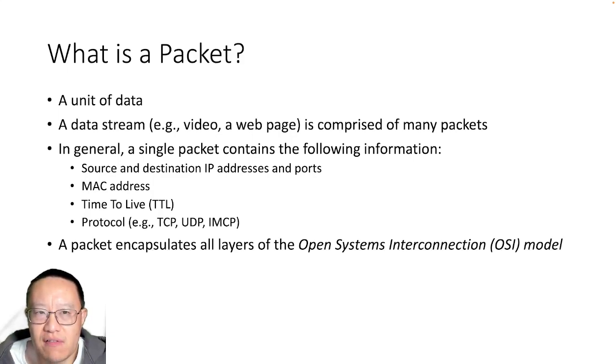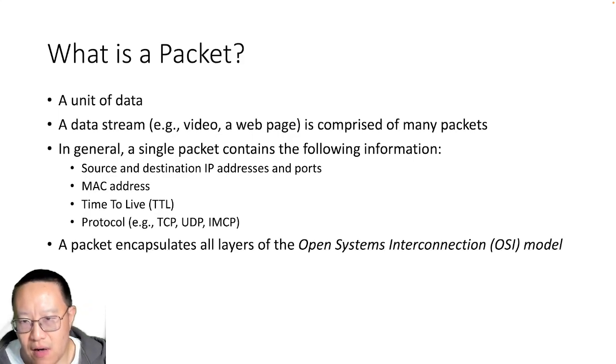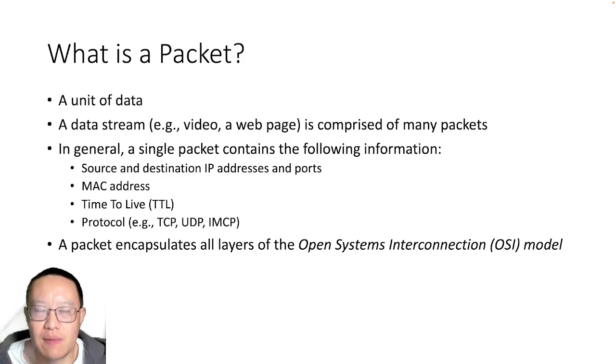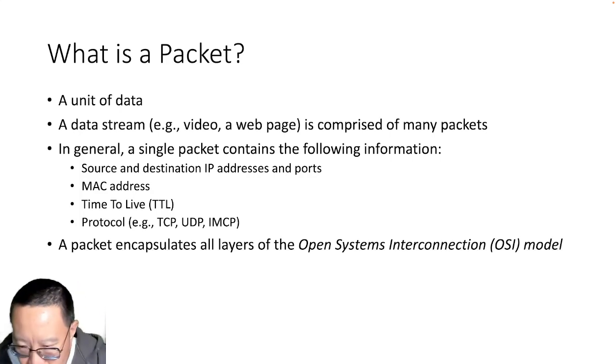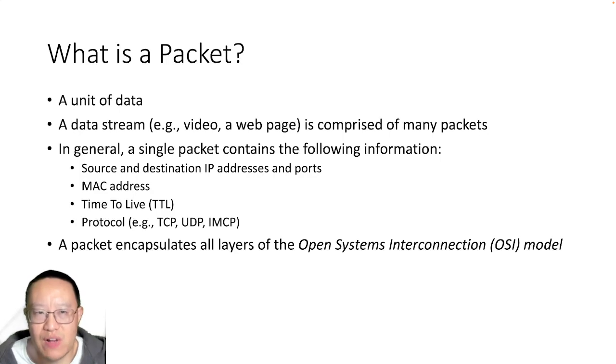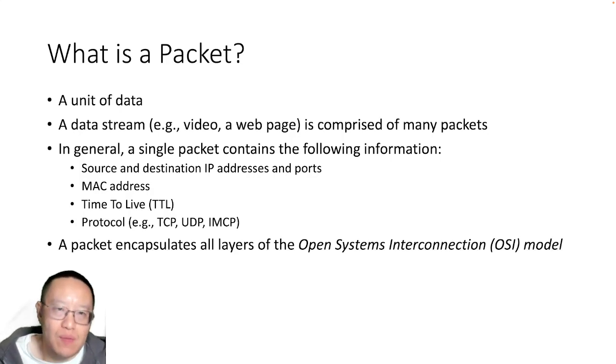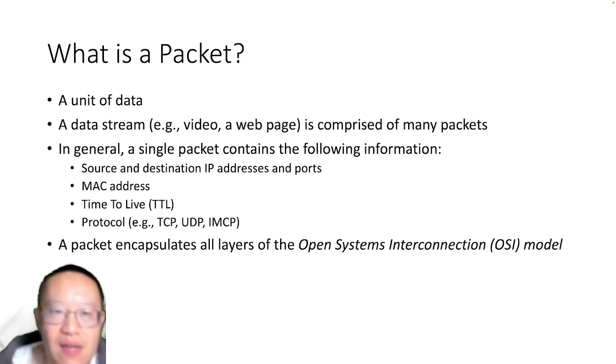When you're doing those activities, everything is comprised of many, many packets. Right now, this Twitch stream is made up of thousands and thousands of packets hitting right now. When you're downloading a web page, it is comprised of dozens of network packets. A single network packet is just a unit of data.